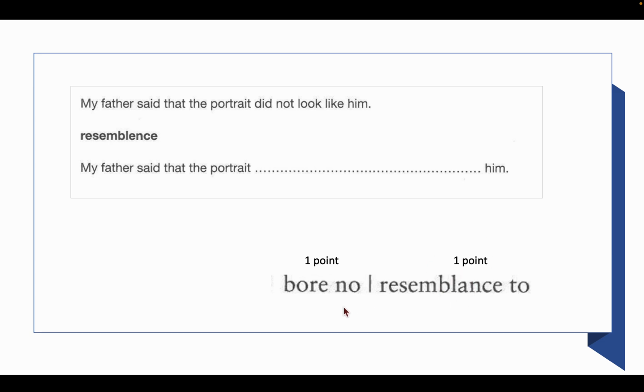So it might be possible that you got this part right. Perhaps you wrote, my father said that the portrait had no resemblance to him, or showed no resemblance to him. So you got half of it right. So when you're doing practice exercises, be sure to check the answer key and look for the split in the answer, because you may actually be getting 1 point out of 2 for your answer. Let's look at one more.